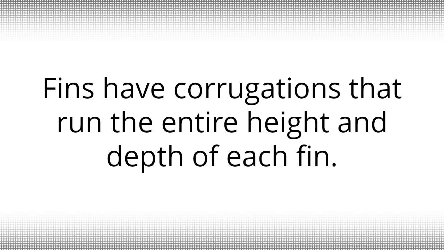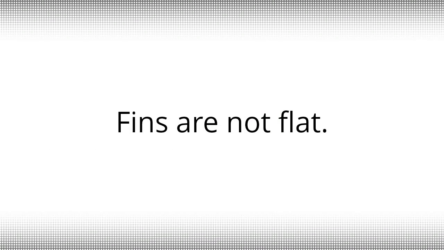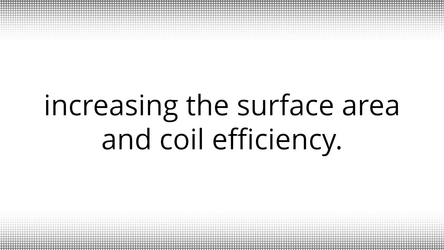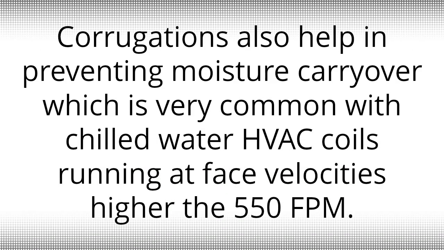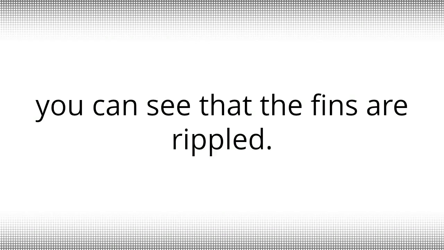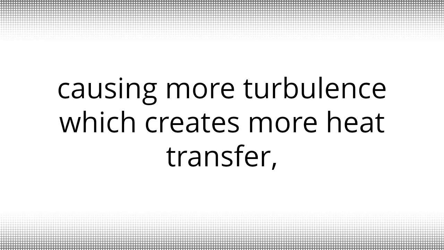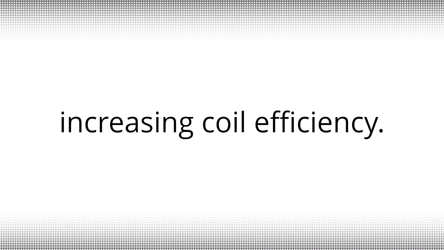Fins have corrugations that run the entire height and depth of each fin. Fins are not flat. Corrugations promote turbulence, increasing the surface area and coil efficiency. Corrugations also help in preventing moisture carryover, which is very common with chilled water HVAC coils running at face velocities higher than 550 fpm. When you look at HVAC coils, you can see that the fins are rippled. This is another way to mix up the air, causing more turbulence, which creates more heat transfer, increasing coil efficiency.